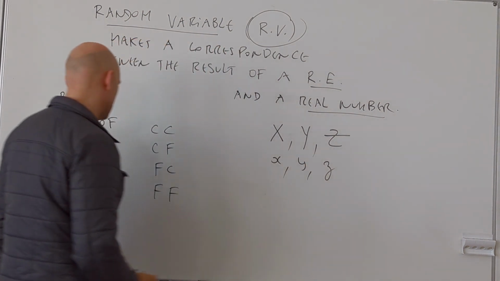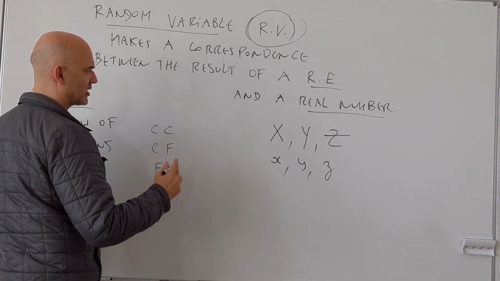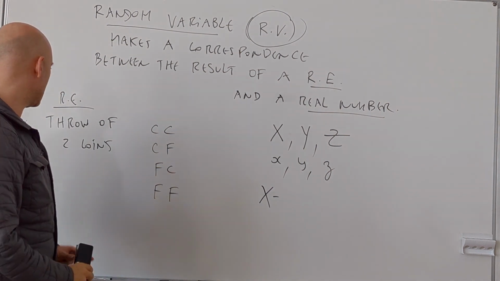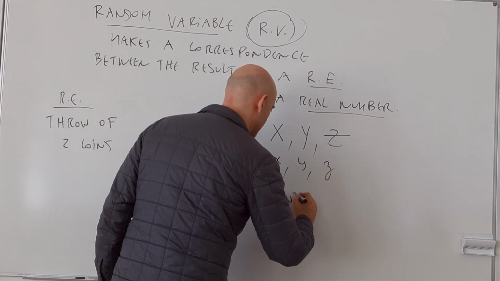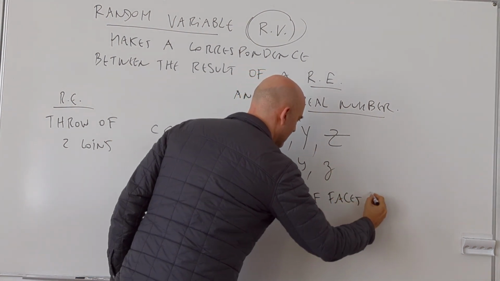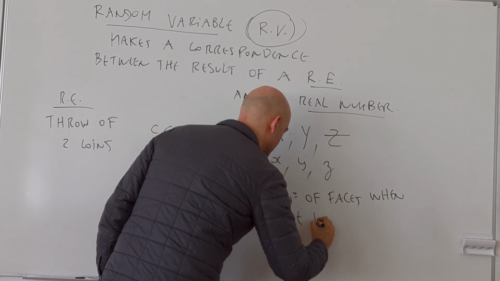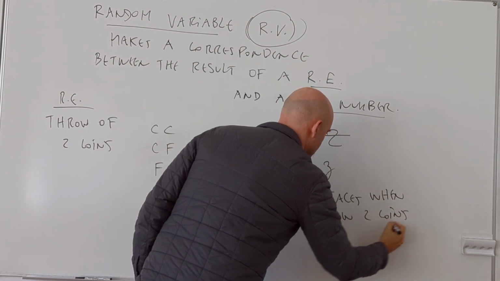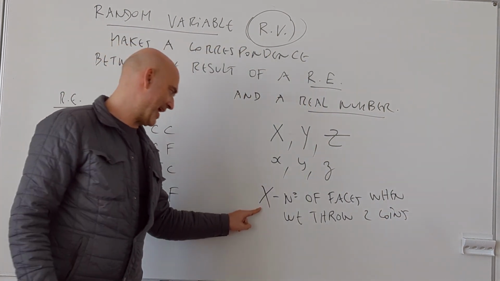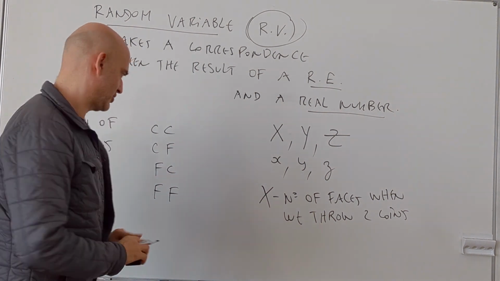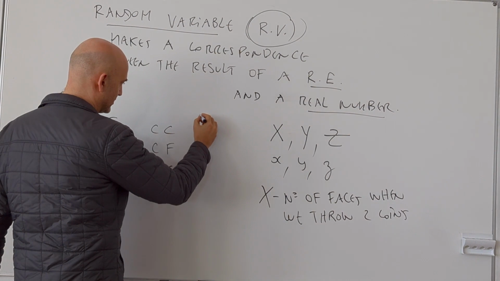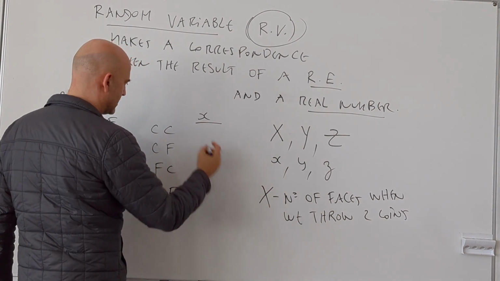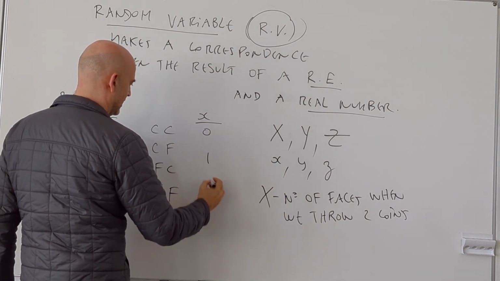But here we will consider the random variable big X, the number of faces when we throw two coins. This random variable can assume three values, 0, 1, or 2. So I will put here small x. So the possible values for this random variable are 0, 1, and 2.